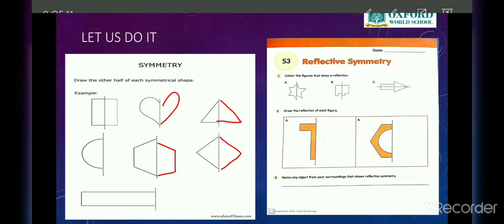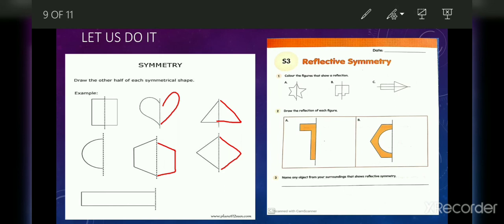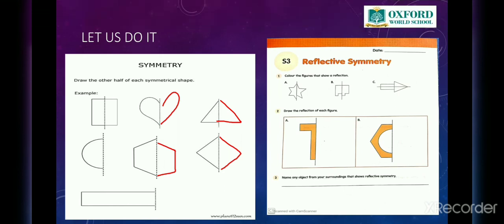Okay, so you can try S3. Similarly you have to do S3, because there is nothing different in S3 from what we have discussed so far. So you can try S3.